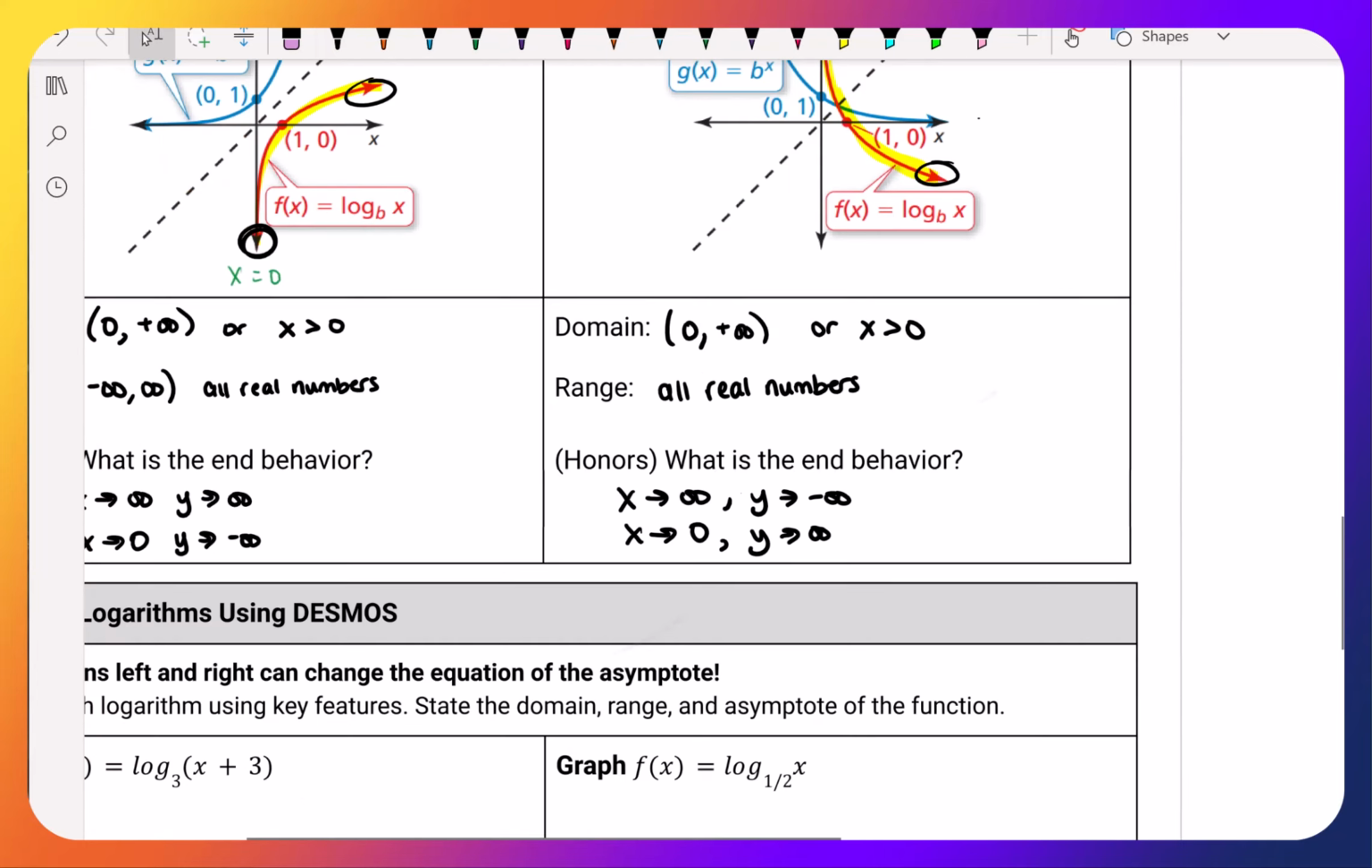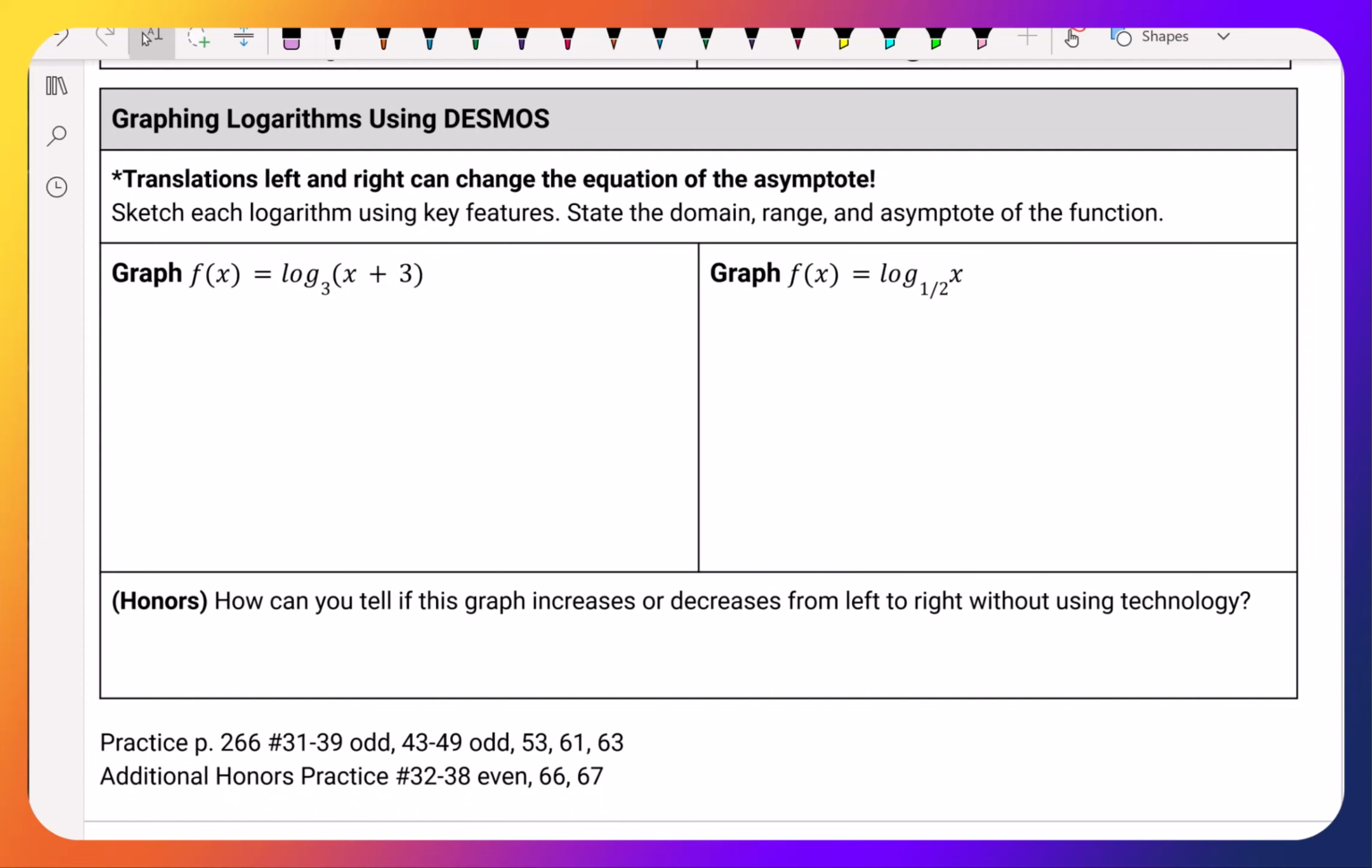All right, on to the last bit. We are going to be using Desmos to graph these logarithms.